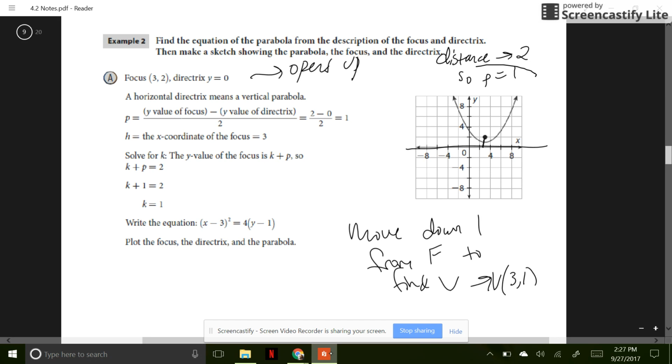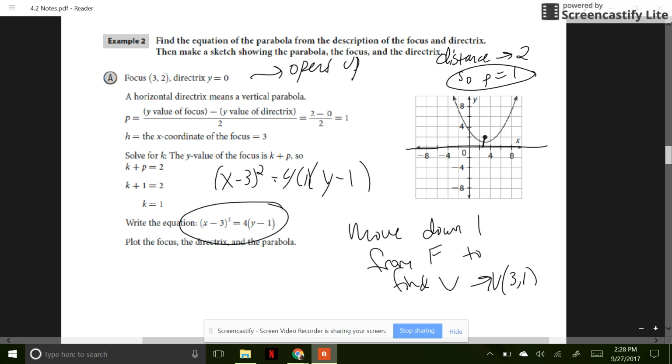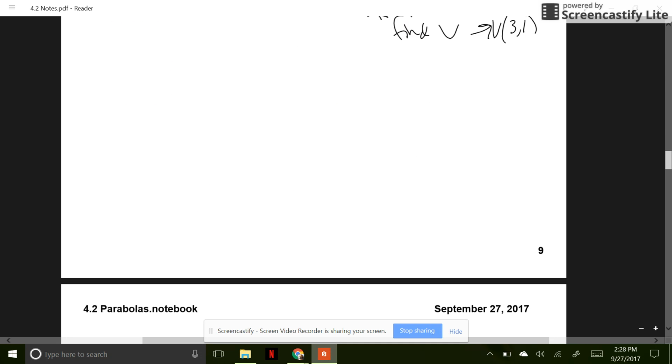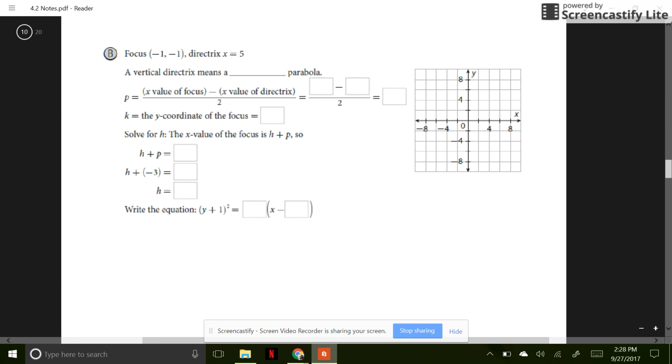We found that p is 1. We know it opens up, so that means it's going to be an x squared. So we take x minus the x coordinate, squared, equals 4 times p, which was 1, times y minus the y coordinate. And that's how they got our equation there.